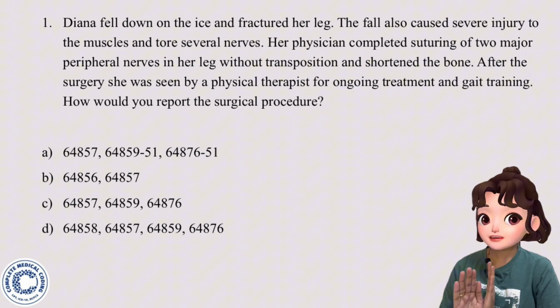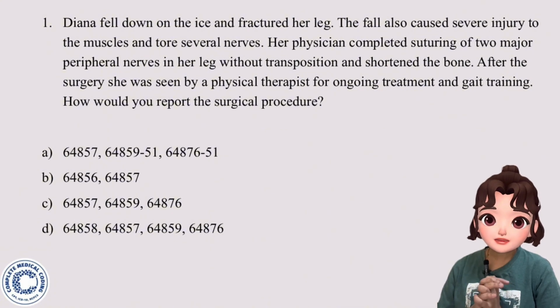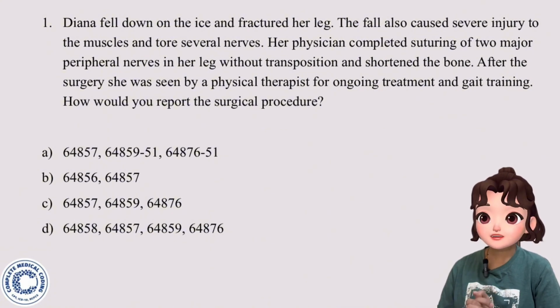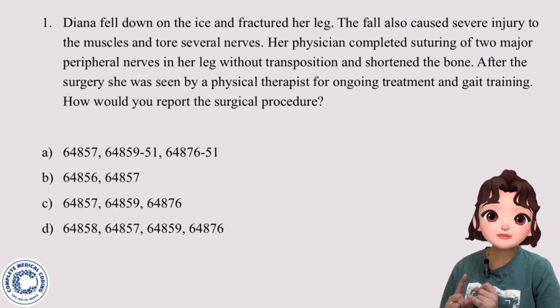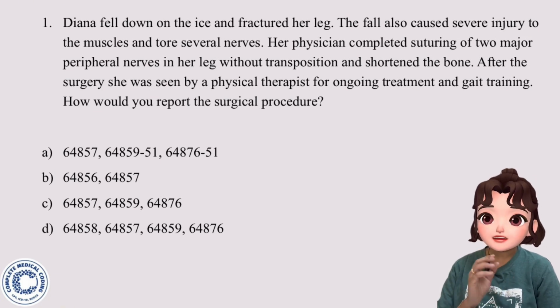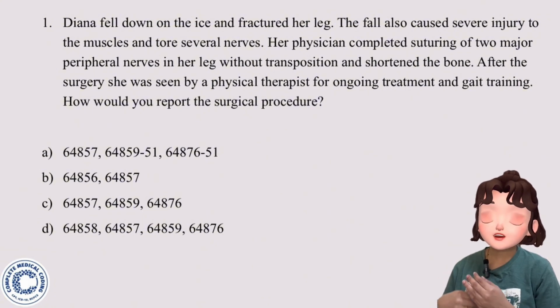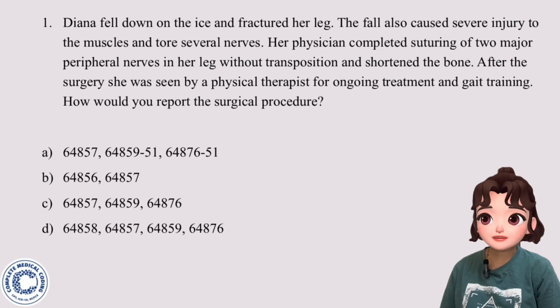I'm not telling that A is the correct answer. I'm just telling you that these are the three codes which are required as per the question, right? The suturing of two peripheral nerves. The first peripheral nerve code is 64857. The description of the code represents only suturing of one peripheral nerve. That's why, since in our question it is suturing of two peripheral nerves, you have to put the add-on code 64859 for the additional peripheral nerve suture. And then 64876 is for the shortening of the bone.